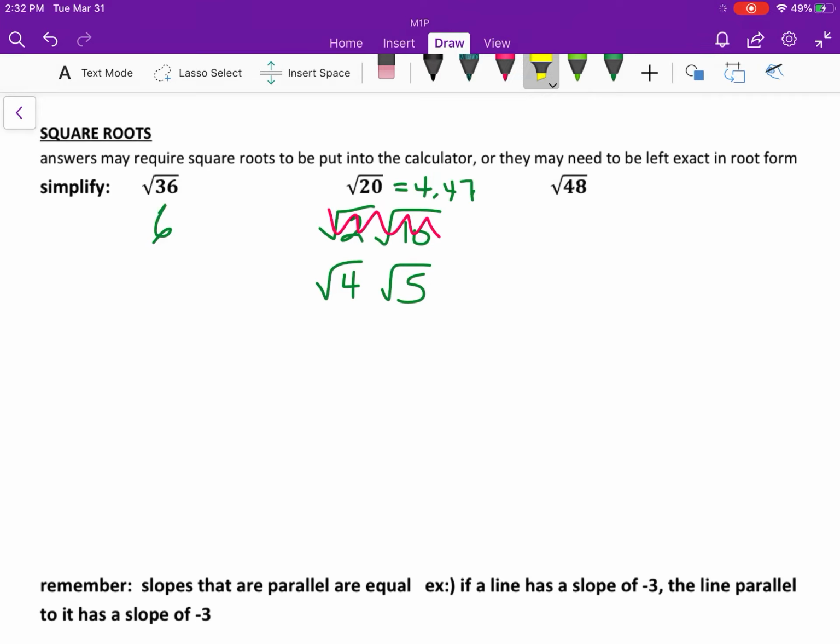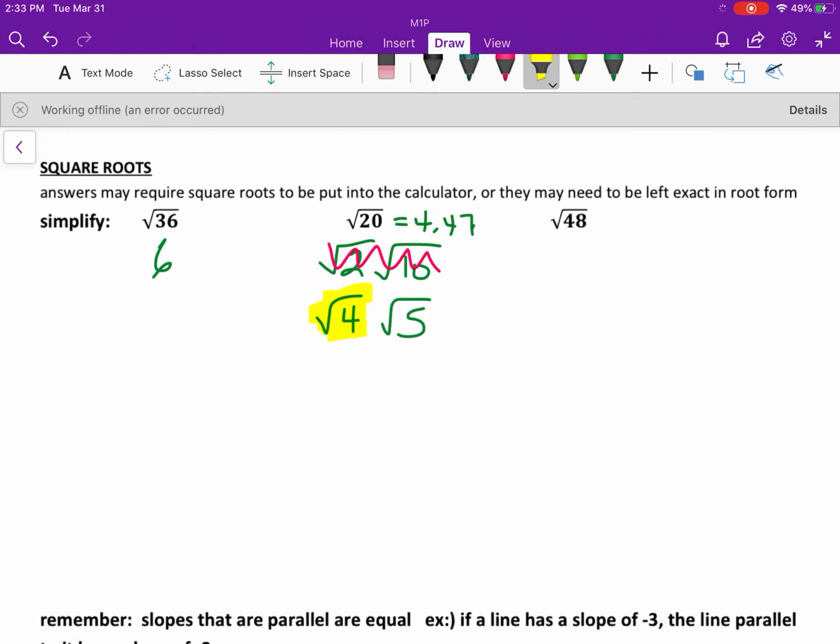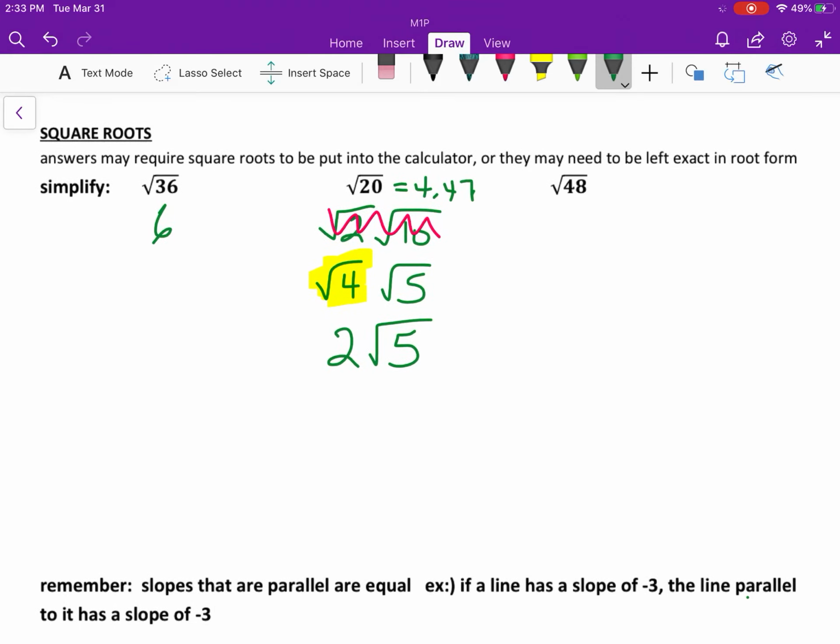But I notice here I've got a root of 4. That's a perfect square root. We know the root of 4 is just plain old 2. Tack on the root of 5, and we're left with the simplified answer of 2 root 5. It's actually not difficult. Everybody makes this so hard, and it's really very easy.